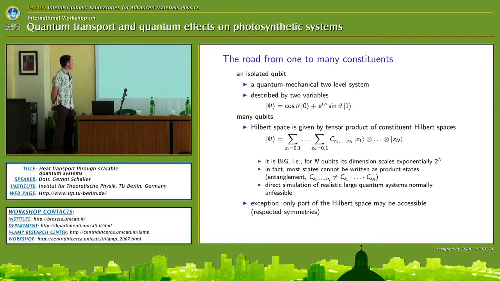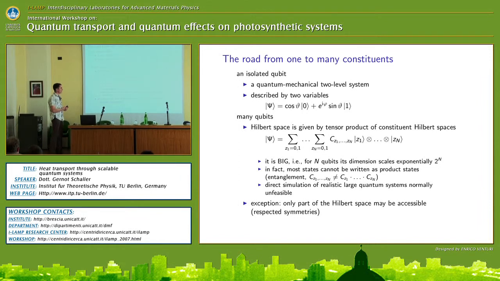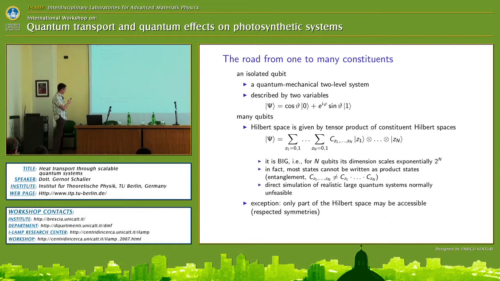To motivate, why is it so difficult to simulate large quantum systems? You all remember, an isolated qubit can be written as a superposition of two states. So after all, you just need basically two numbers to parameterize that.